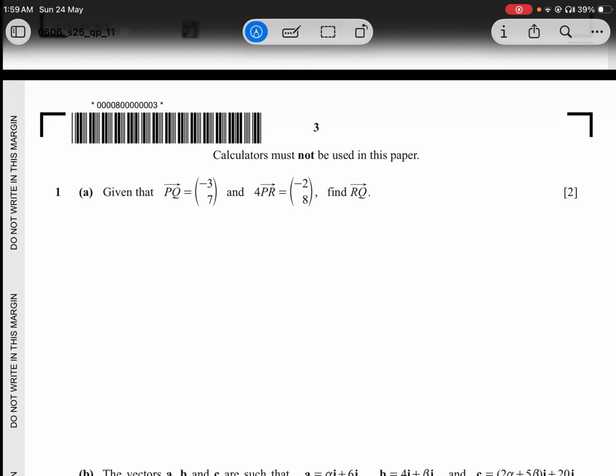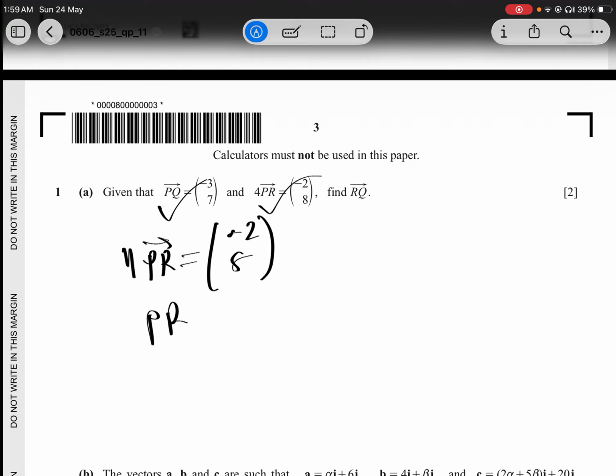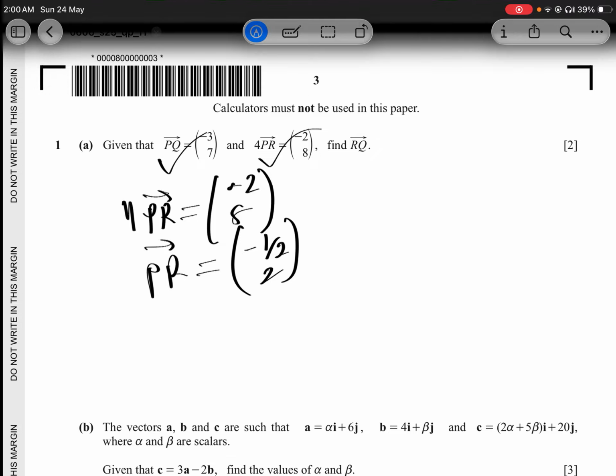The first question we got here, we need to find RQ, right? So PQ is given like this way and PR is given like this way. For PR it is minus 2, 8 over here. So I can divide by a scalar factor 4, then it could be minus 1 by 2 and 2, right? So which is PR, but I need RP. So it's just a minus, so the minus half would be positive half and it would be minus 2 here.